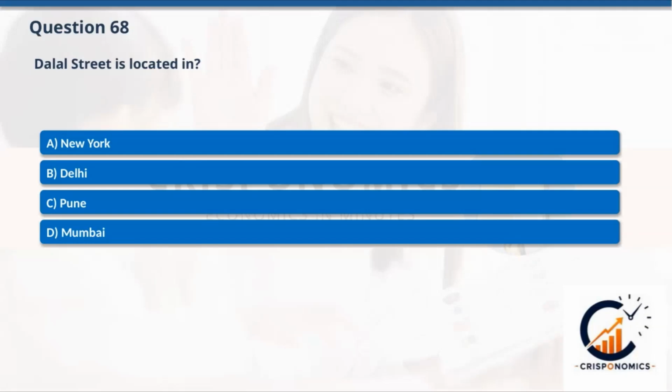Let's take a moment to think about Dalal Street. It's a name many associate with finance and the stock market in India. Now, where exactly is it located? The options are New York, Delhi, Pune, and Mumbai. If you're familiar with India's financial hubs, you'll know this is a key question. Dalal Street is famously in Mumbai, the heart of India's financial district. It's where the Bombay Stock Exchange is based, making it a central spot for investors and traders alike.